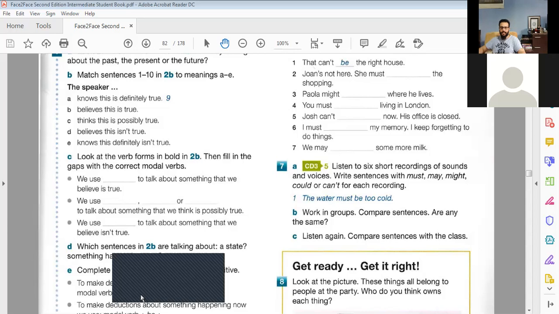Might be preparing a cup of tea. Okay, he might be preparing a cup of tea. Okay, other options? Could be having his or her breakfast or his coffee. Okay, he could be having his breakfast. He could be having a cup of tea. Good options, all of them.